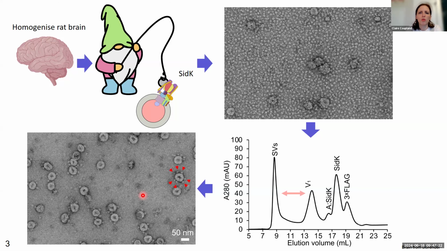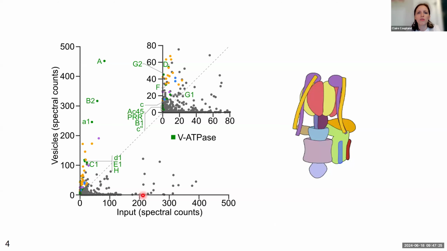The next question, once we had our synaptic vesicle sample, was to confirm whether they were truly synaptic vesicles. To do this, we performed mass spec. In this chart on the right, we have the input sample on the bottom, the number of mass spec counts of each protein, and we have the vesicle sample at the left-hand side, which is our sample.